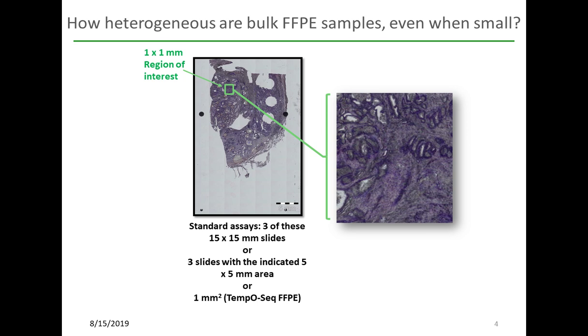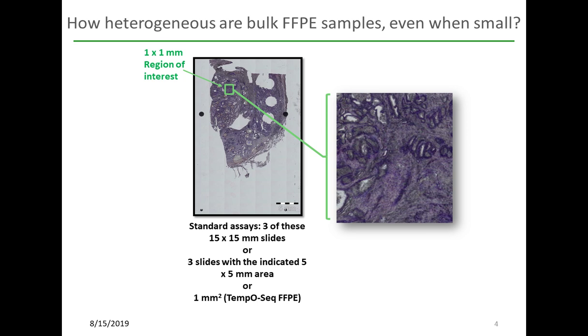So to address the first issue of, well, is a heterogeneous sample good enough? This just shows a section of prostate tissue that's actually used for TMAs, which is what those circles are left over from. And standard RNA-seq methods take a fair amount of material. The standard Tempo-Seq method takes 1 millimeter squared or less, which is shown by the green box.